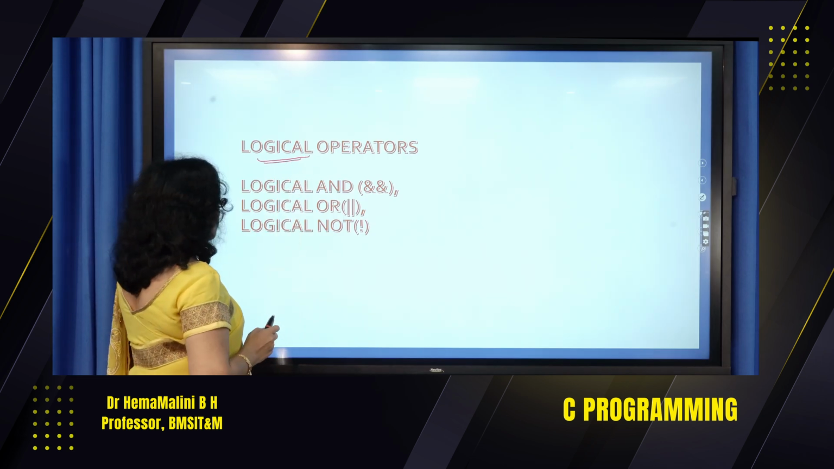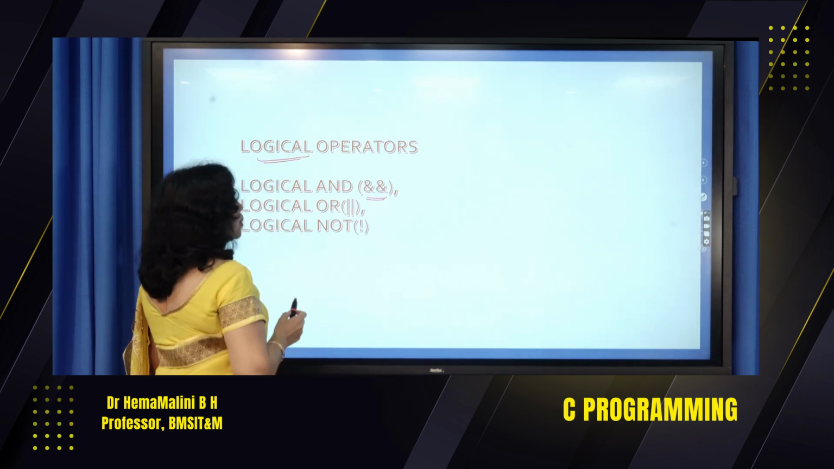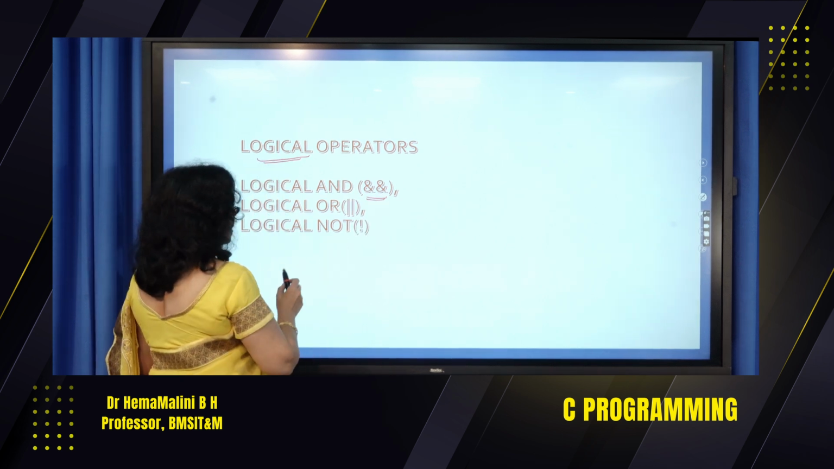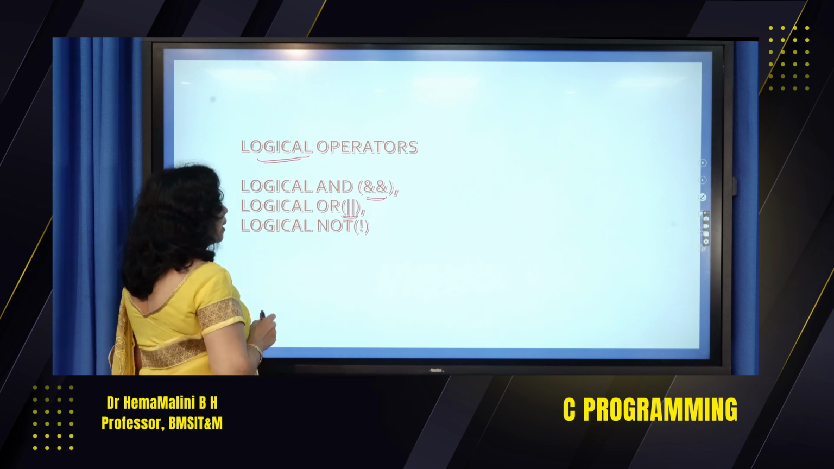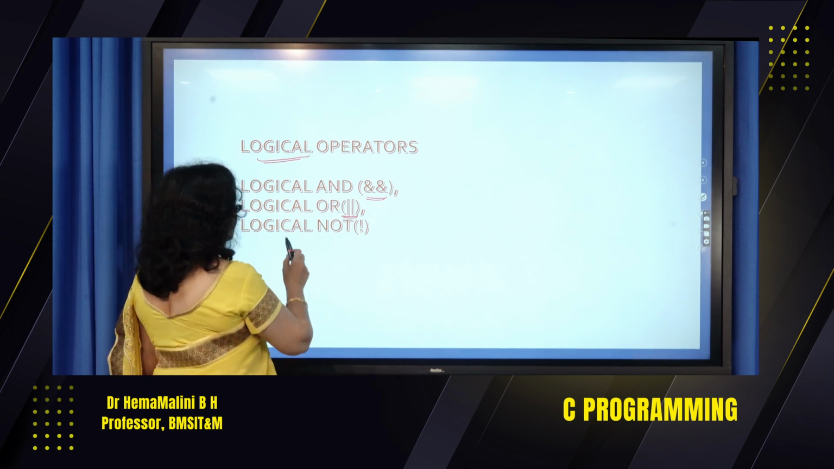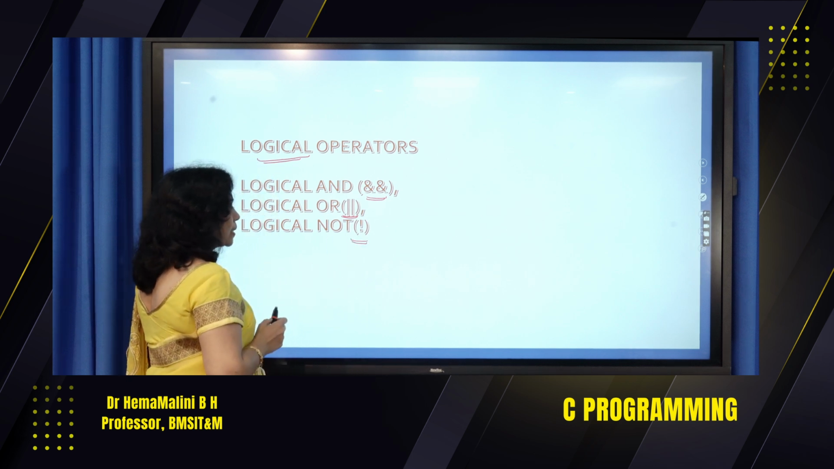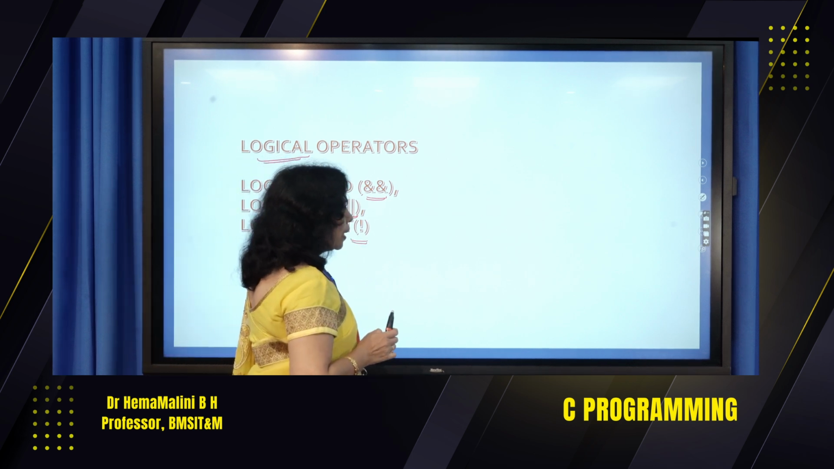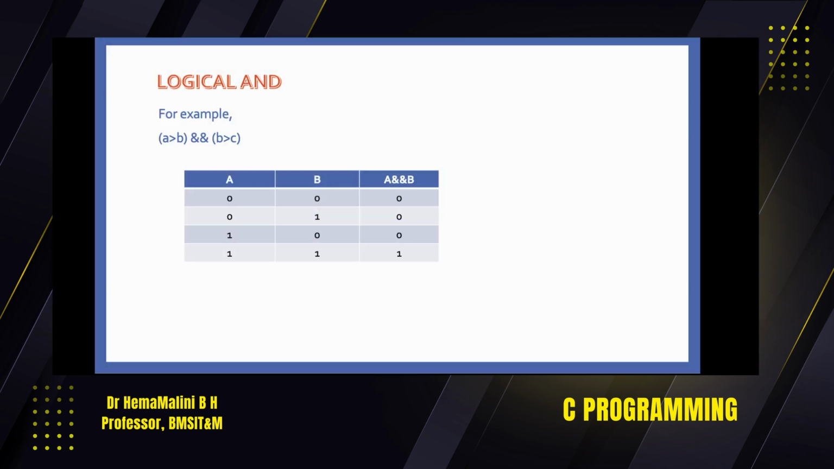Under logical operators, we have logical AND, which is shown by double ampersand, logical OR, which is shown by double pipe symbol, and logical NOT, which is shown by an exclamation mark. So, let us see them one by one. First, let us see logical AND.